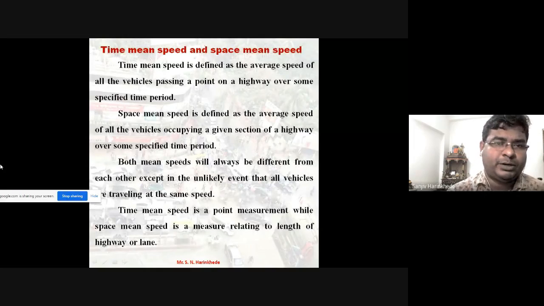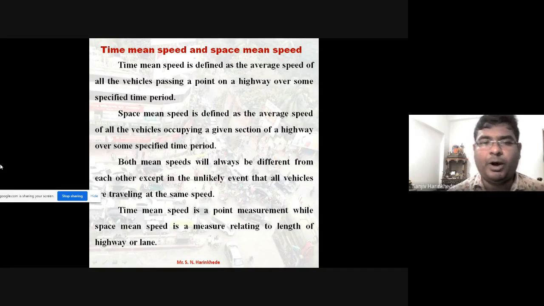The most important and the last type of speed is time mean speed and space mean speed. Time mean speed is defined as the average speed of all the vehicles passing through a point on a highway over some specific time period. Space mean speed is defined as the average speed of all of the vehicles occupying a given section of a highway over some specified time period.